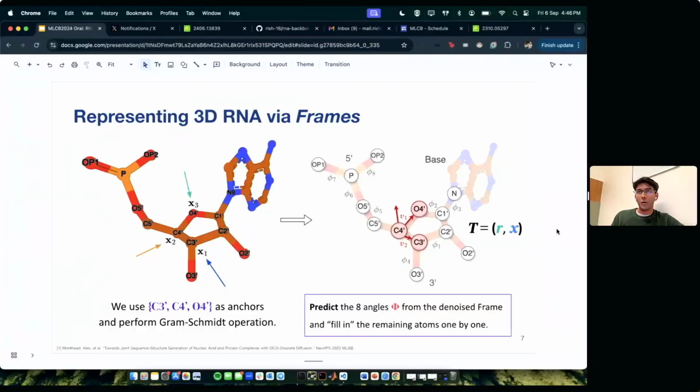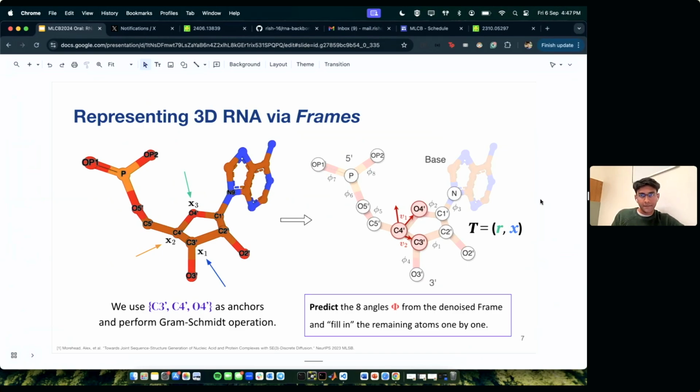Yes. So once the frame, the central frame, these anchor atoms go through the whole diffusion process, we have an auxiliary network, much like RFdiffusion, or even FrameDiff, that predicts these individual angles, 8 to be precise, and then we'd auto-regressively place these atoms based on these angles. Does that clarify?